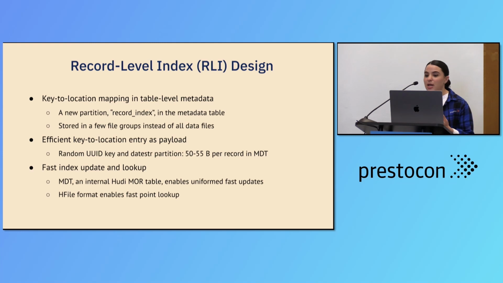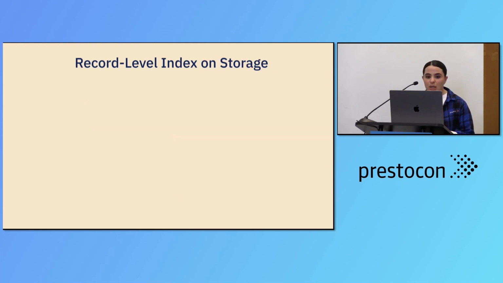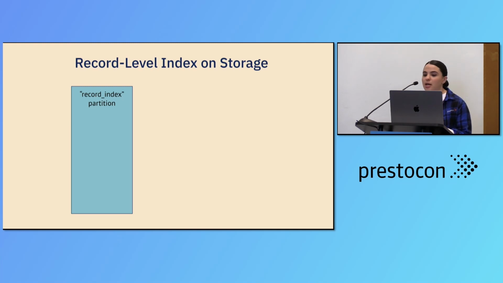The metadata table has an HFile format, and that's how you get fast point lookups. So let's look at the mechanism of how the record level index works for both reading and writing data. The record level index is stored in a record index partition in the metadata table with multiple file groups, just like a normal Hudi table. And each file group contains multiple file slices, and the latest file slice reflects the latest snapshot.